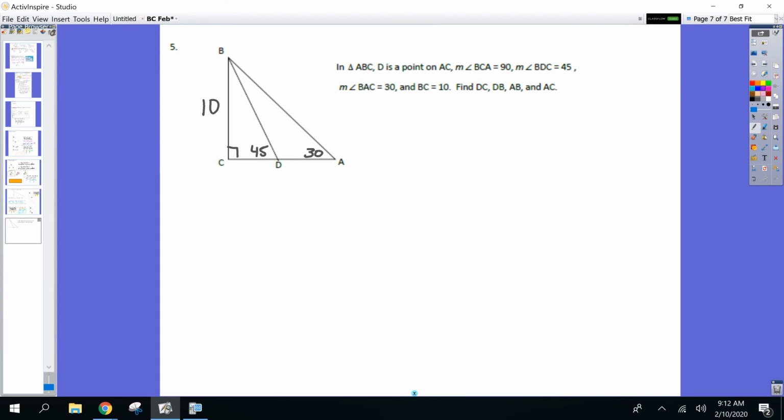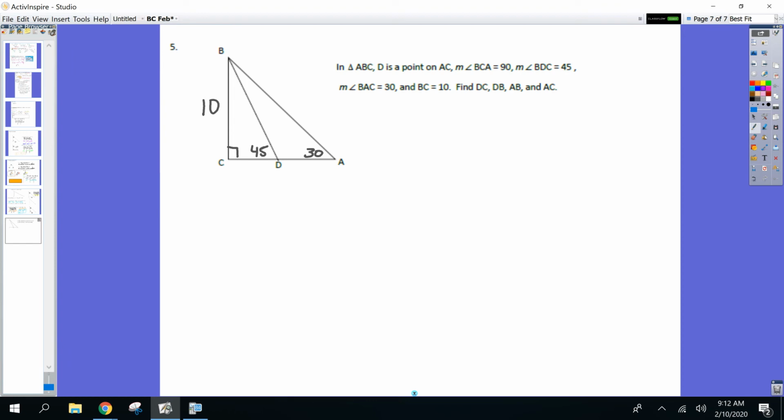Guys, do you see a special right triangle anywhere in the diagram? Which one do you see? You see a 45, 45, 90. Everyone can see one of those. And do you also see a 30, 60, 90? I see a 45, 45, 90, and I also see a 30, 60, 90. Everyone see both? All right, let's start with the 45, 45, 90.